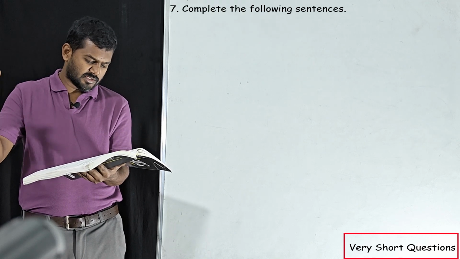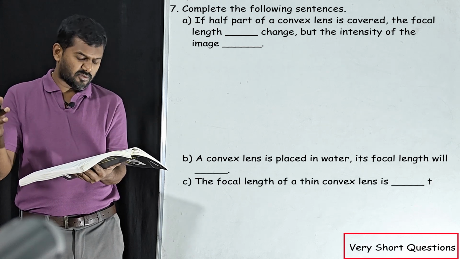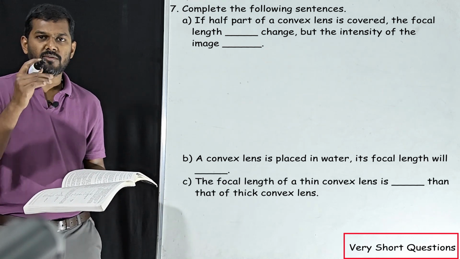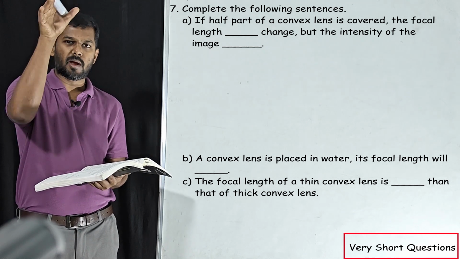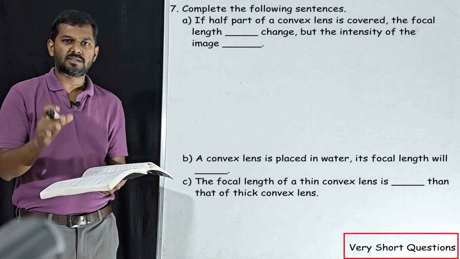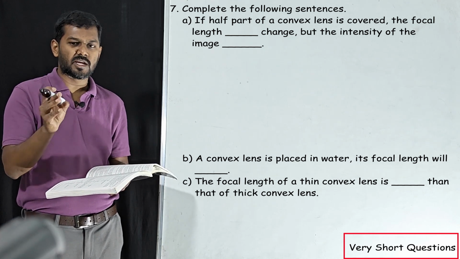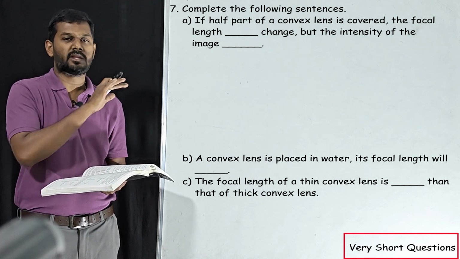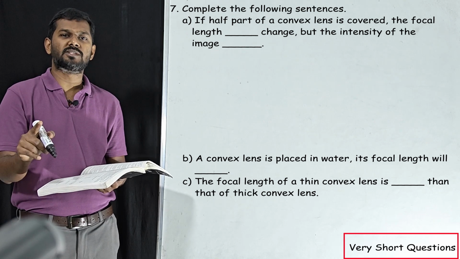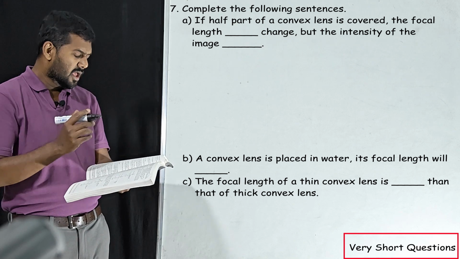Our next question, if half part of a convex lens is covered, the focal length dash change but the intensity of the image dash. Whenever we cover half of the lens, or any part, upper or lower, many things will not change. Focal length, the position of the image, nature of the image, size of the image, these will never change. The only thing that will change is the brightness or intensity of the image, correct? That you should know.